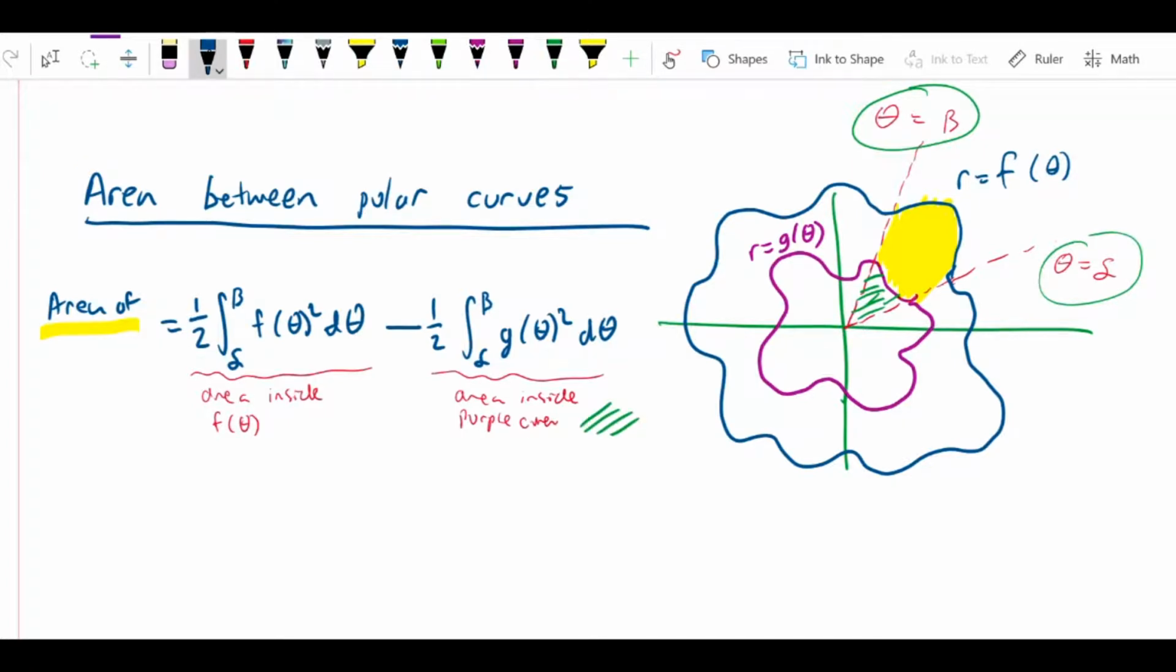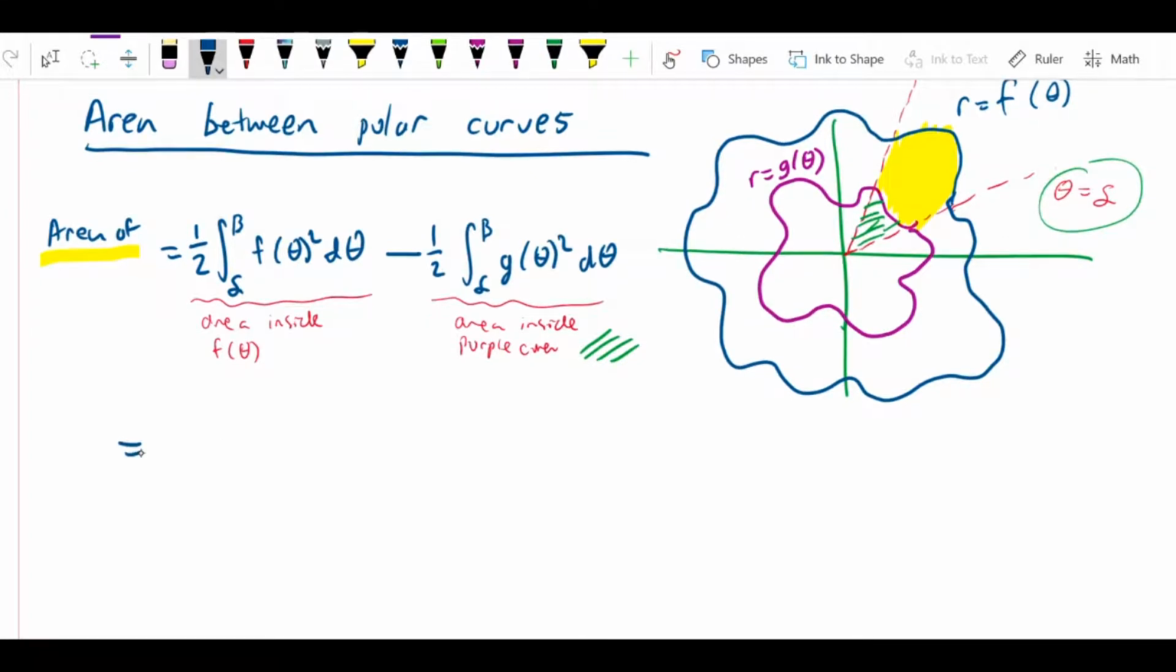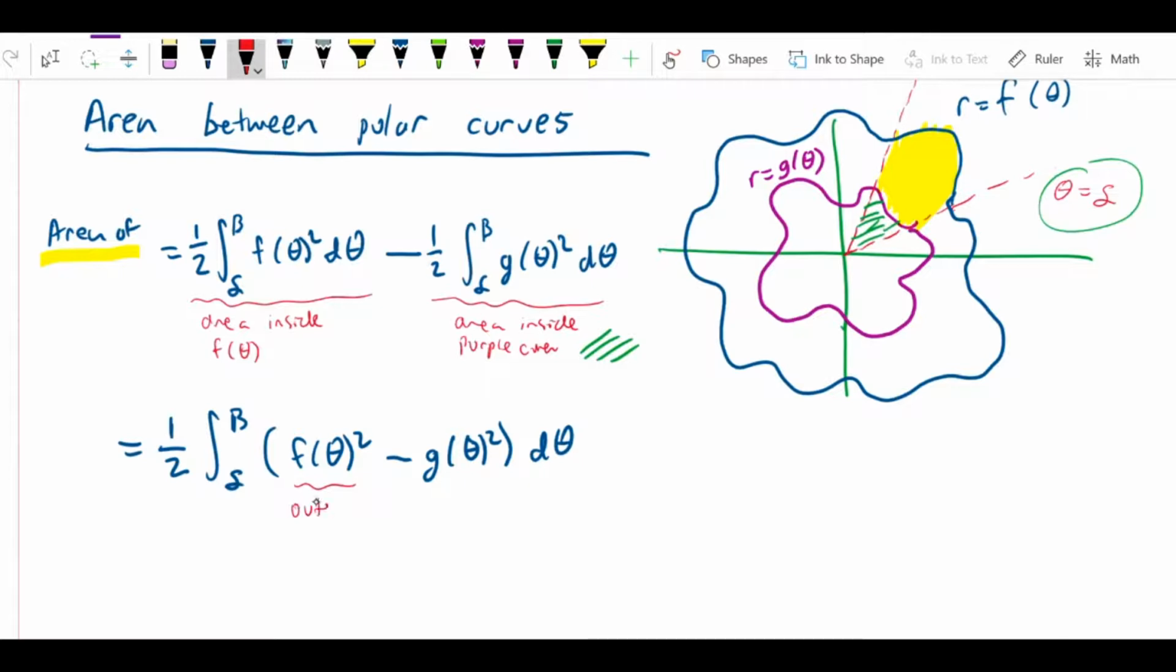We can, of course, simplify this a bit because we have two integrals with the same limits of integration. We're multiplying them by the same factor of 1/2, so we can simply write this as 1/2 integral from alpha to beta of f of theta squared minus g of theta squared d theta. Where this is the outer curve and this is the inner curve.